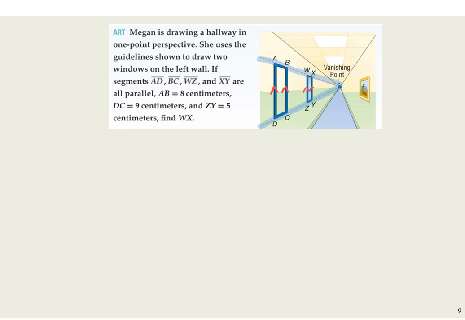Now this means that this segment right here, we know that AB is 8. We know that DC is 9. The YZ is 5. We need to know this piece right here. Because we have parallel lines being cut by transversals, all of these pieces are proportionate. So 8 over 9 is equal to X over 5. 40 is equal to 9x.